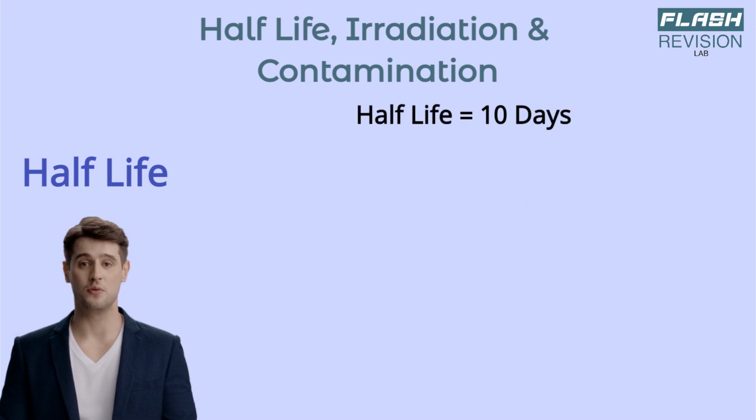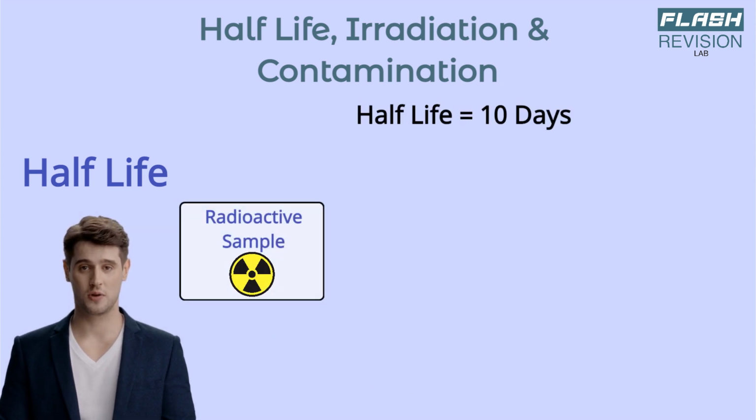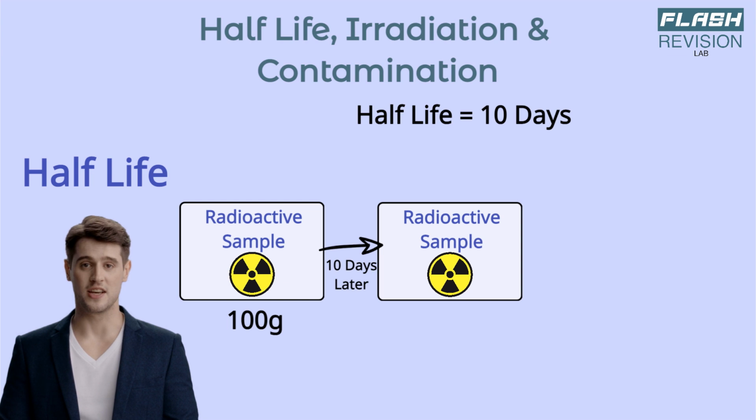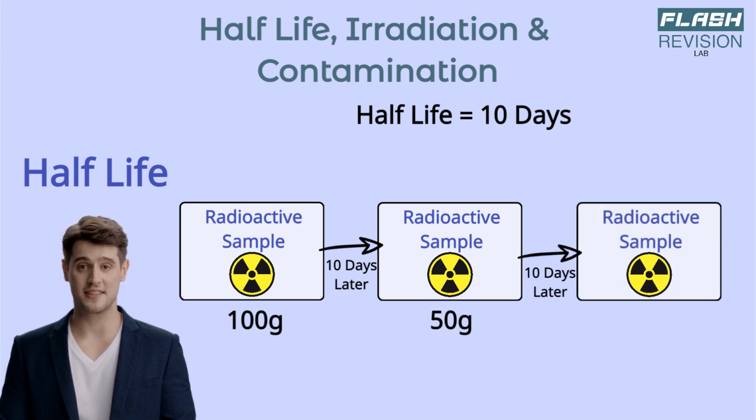In another example, imagine a radioactive isotope with a half-life of 10 days. If we start with a 100-gram sample, after 10 days, only 50 grams would remain undecayed. After another 10 days, 20 days in total, half of the remaining 50 grams would decay, leaving us with 25 grams. This process continues, with the amount of undecayed material decreasing by half in each successive half-life period.